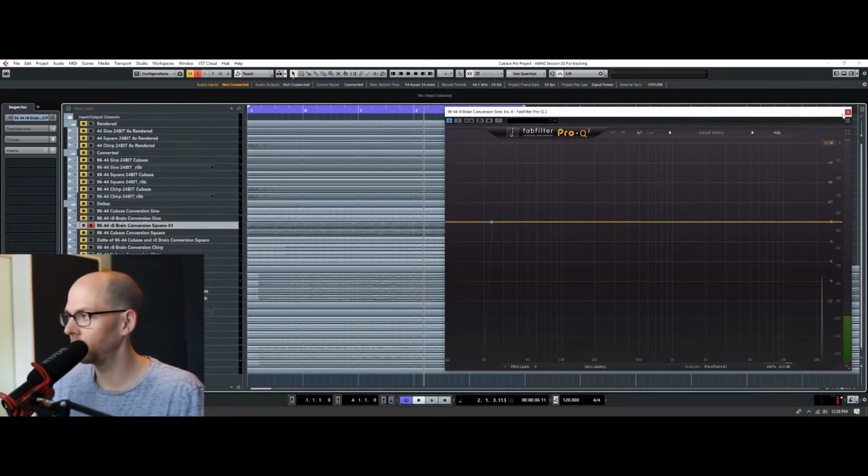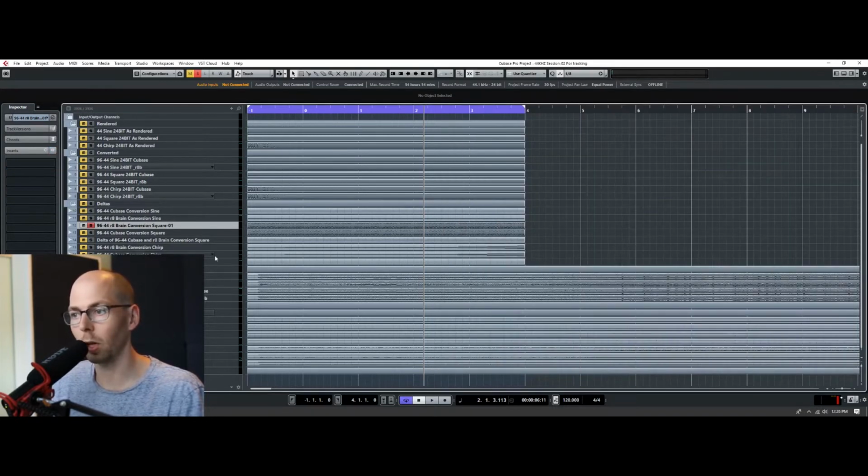If we listen to the differences with the square wave, we'll start with Cubase. Let's play this back. So you can hear these are the differences that are occurring from the sample rate conversion. This is a lot more prevalent. This doesn't have any gain added in. This is audible in the range that we're looking at.